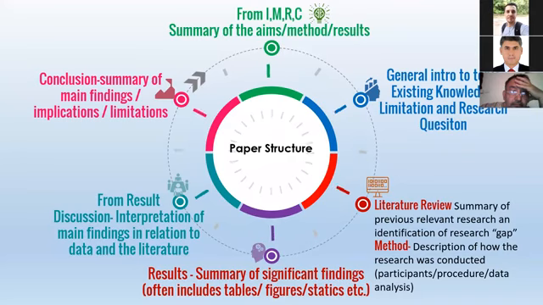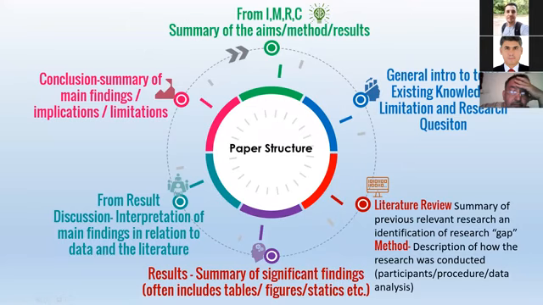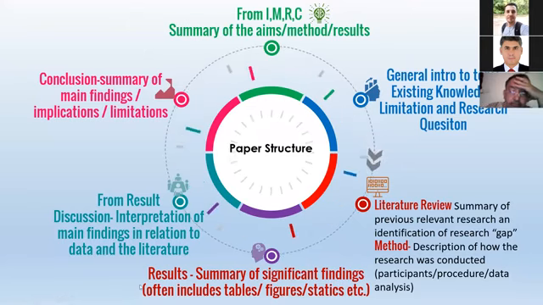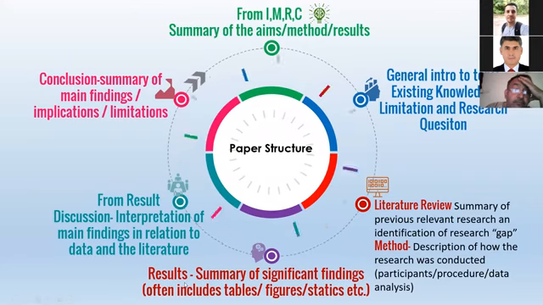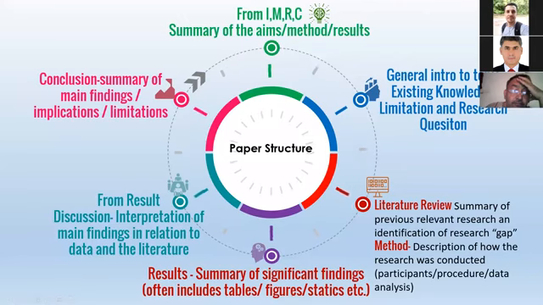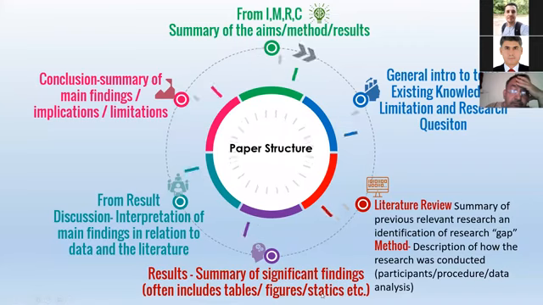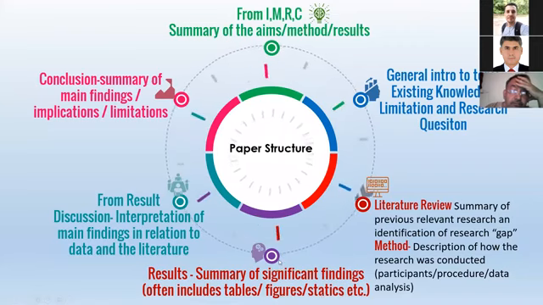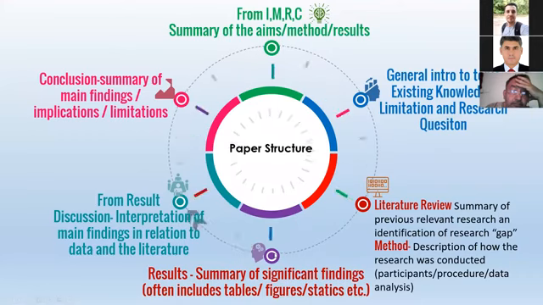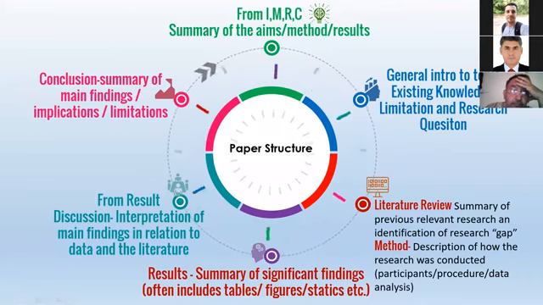So the method is the description of how the research was conducted. After the method and literature review, we have the result. Result is every time a summary of significant findings. Often it includes tables, figures, and sometimes statistics, etc. Sometimes there are articles about an experiment or about the laboratory or about some things chemical, physical. So as a result, we really need to have a figure, table, statistics.